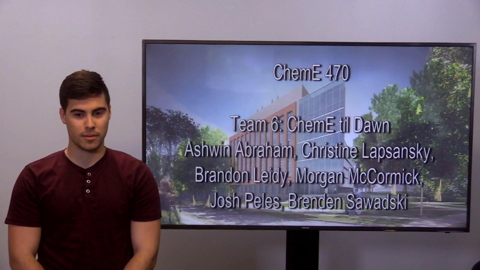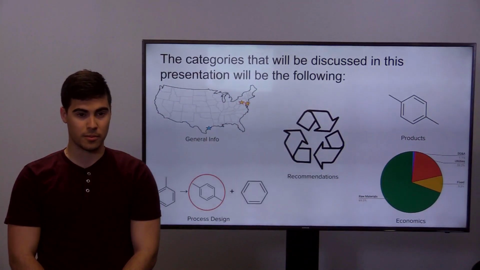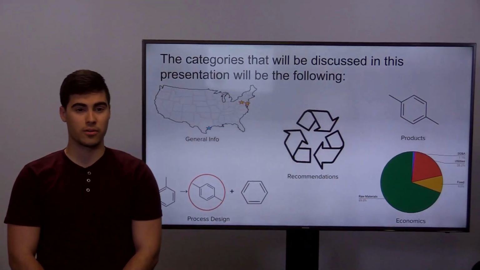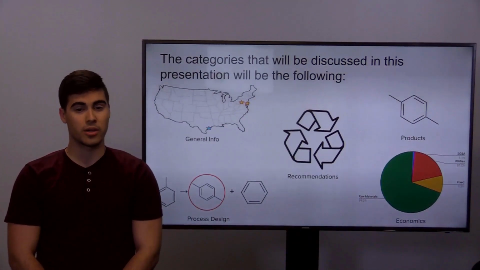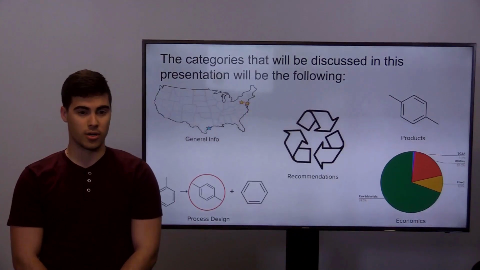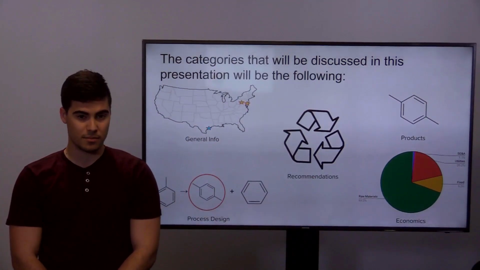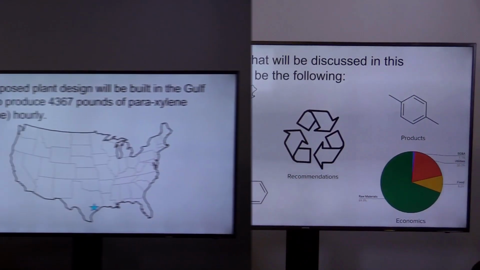We're going to be talking about our senior chemE design capstone, where we designed a paraxylene processing plant. During our presentation, we're going to be going over the general info of our project, the products that we were going after and trying to produce, our designed process, the economics of that design process, and then our final recommendations.